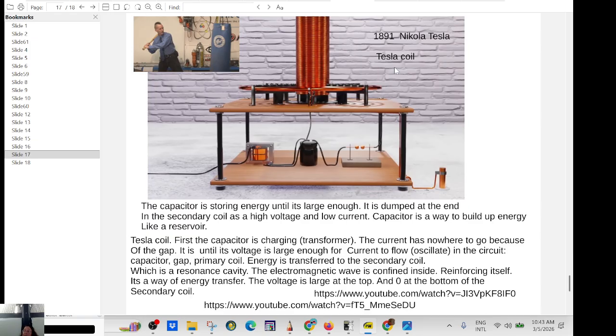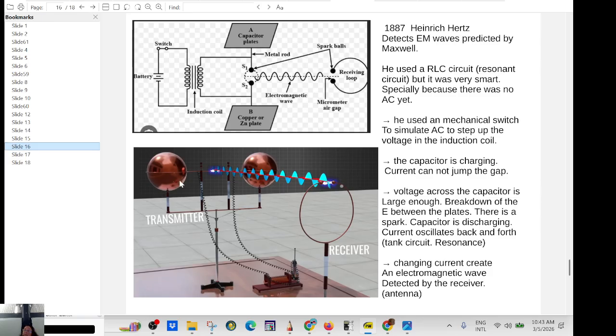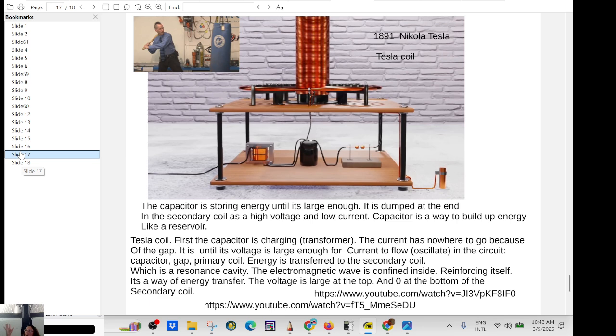He came up with the Tesla coil and he built on that. Okay, so he did the same setup but took it a step further. And this is something you can buy now. It's very cheap, you know. You can buy a Tesla coil on Amazon. It's super cool to play with it, but it's the same idea.